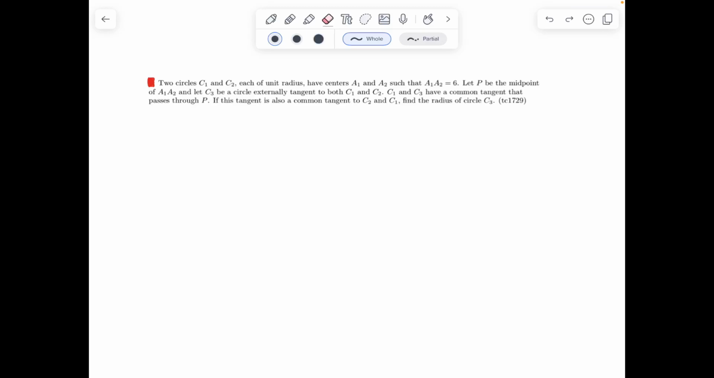Two circles C1 and C2, each of unit radius, have centers A1 and A2, such that their distance is 6. P is the midpoint of A1 A2, and C3 is a circle which is externally tangent to both. C1 and C2 have a common tangent that passes through P. If this tangent is also a common tangent to C3, then find the radius of circle C3.